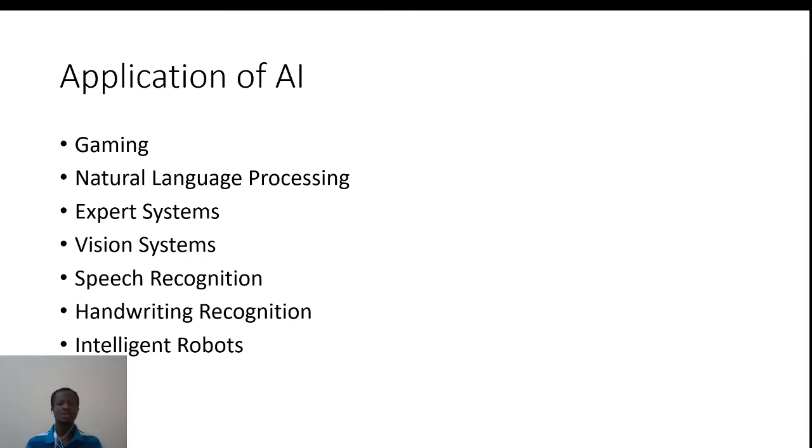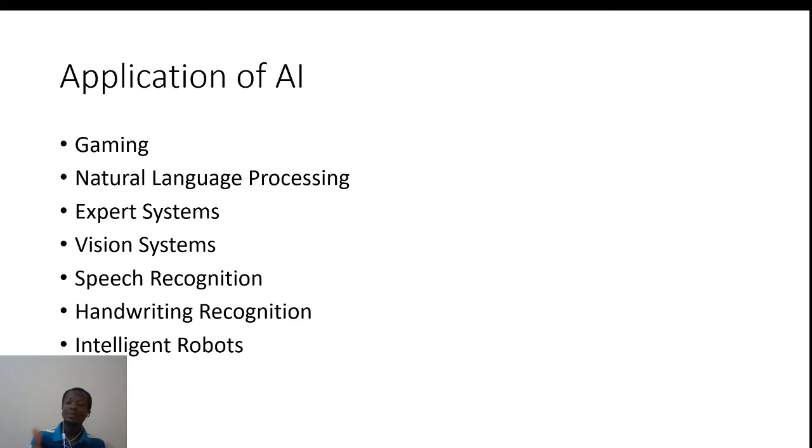Vision systems, speech recognition, handwriting recognition. Have you realized these days that things that used to be very difficult are now easy? When you speak, your Google Assistant can easily interpret the words that you just spoke. Google Translator is able to translate your words. You can speak and it turns it into characters. All that is some form of artificial intelligence.